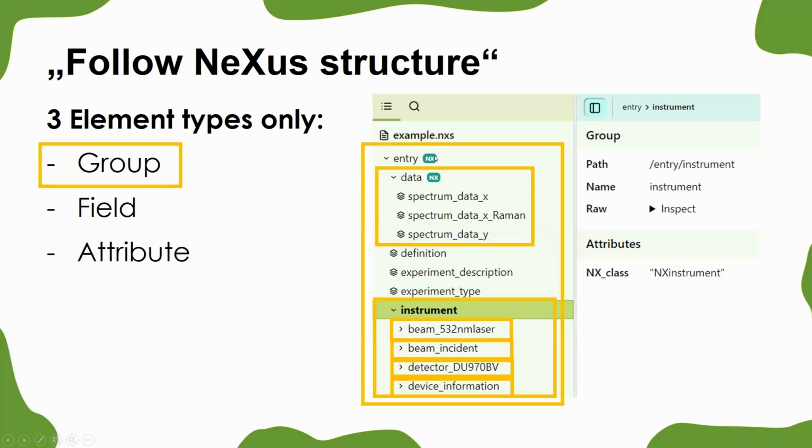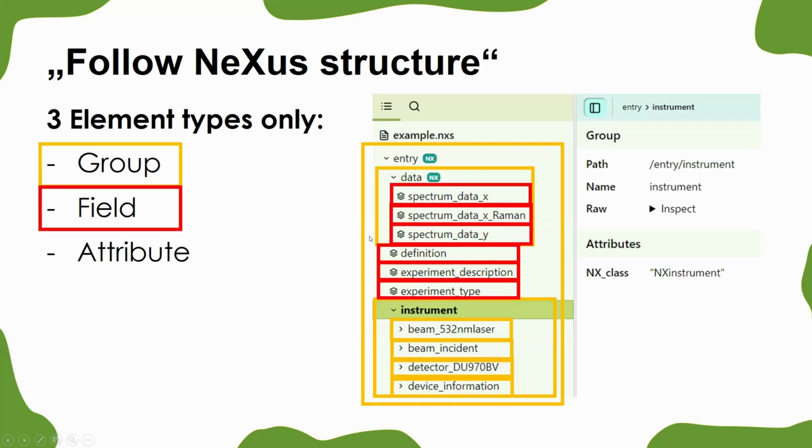So you see here all these things with these arrows are on the group level. We have the group entry, we have the group data, and we have the group instrument. And in the group instrument, there's another group, the group beam: 532 nanometer laser, beam incident, detector, and device information, and so on.